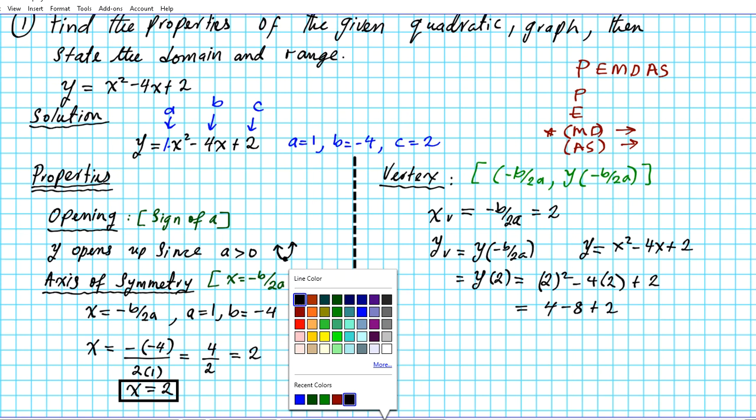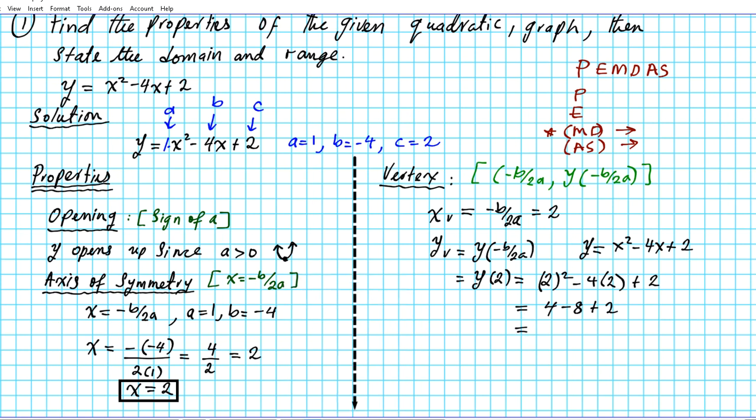So let's follow the order so we are consistent here, okay? So 4 minus 8 will give us negative 4 plus 2, and that is negative 2. All right, so now we know what our vertex is. Our vertex is 2 comma negative 2.